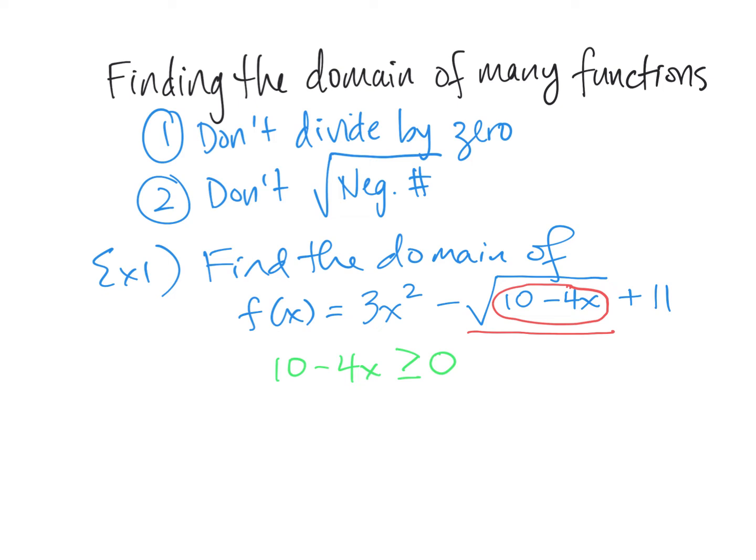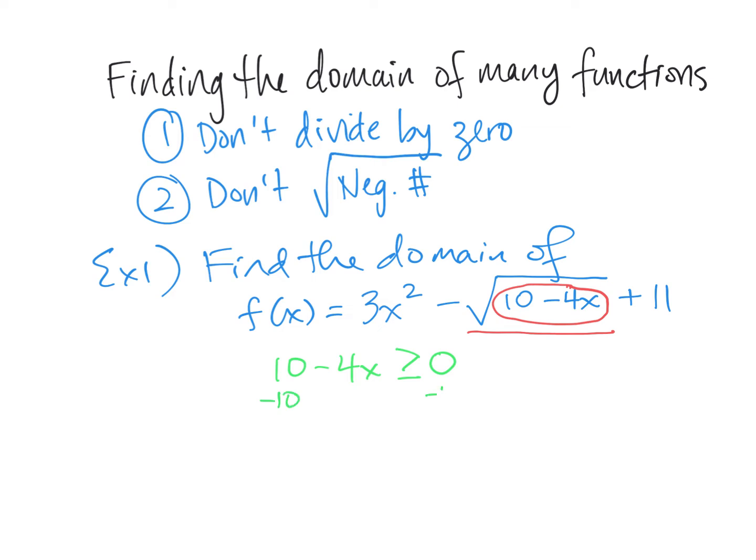Okay, so let's focus on this green part. The hard conceptual part is what we just did. You take what's underneath the square root, you set it greater than or equal to 0, and then you solve for x. So this is a skill that we've already practiced before. So I'm going to isolate my x. I'm just going to turn on my autopilot.